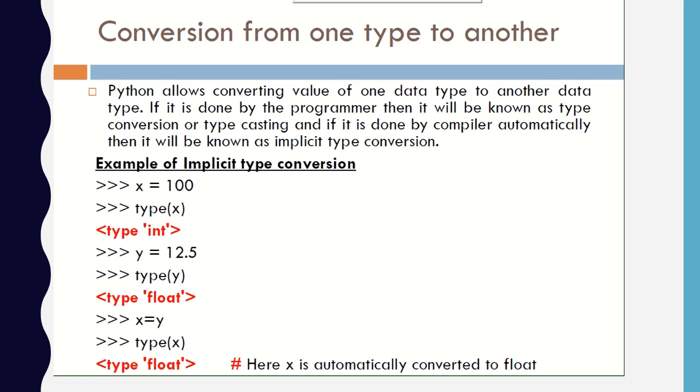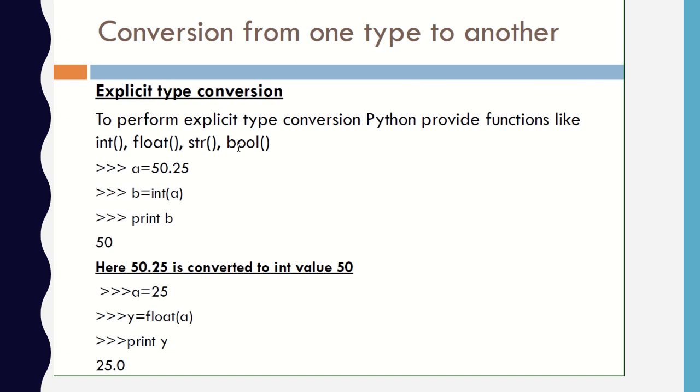Next is explicit type conversion, where we have to give some command. To perform explicit type conversion, we provide functions like int, float, str, bool. So see, a is equal to 50.25. You know 50.25 is what? It is of type float.